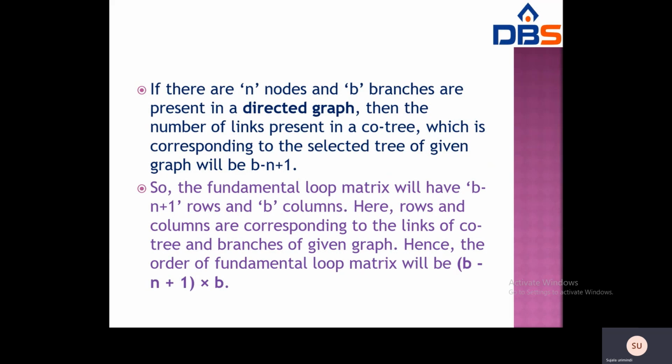So the fundamental loop matrix will have B minus n plus 1 rows and B columns. Here rows and columns correspond to the links of the co-tree and the branches of the given graph. Hence the order of the fundamental loop matrix will be B minus n plus 1 into B.